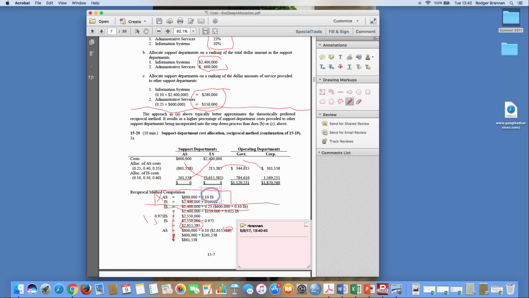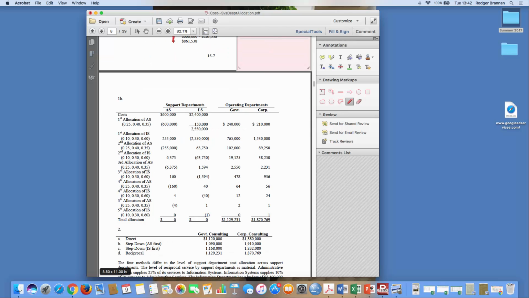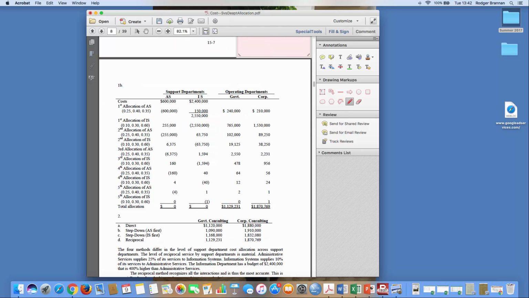You need to know conceptually what is the reciprocal method, but likewise too, you need to know how to set up the simultaneous equations. If you can get to that point, then I'm assuming that you can solve for it. Now, the other method of solving for the reciprocal method is sometimes called the iterative method, which looks kind of clunky, but actually is fairly easy to do. It involves a little bit more mathematics, but not as complicated as math. So what it is, is just a series of doing step-down methods.